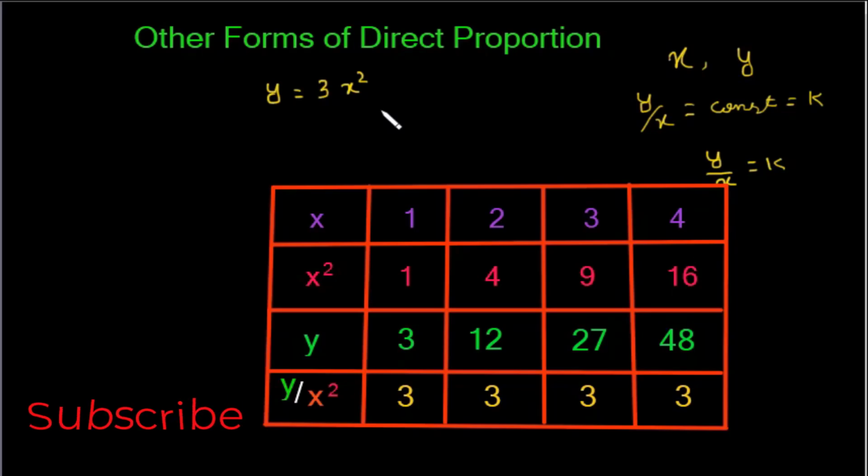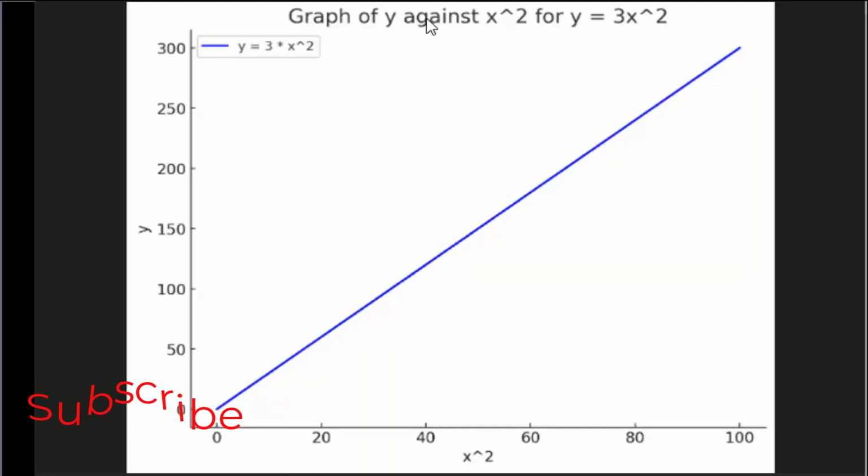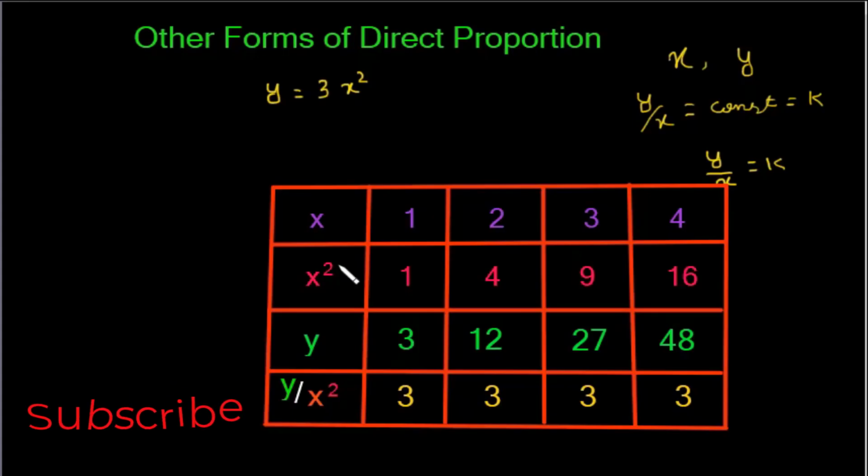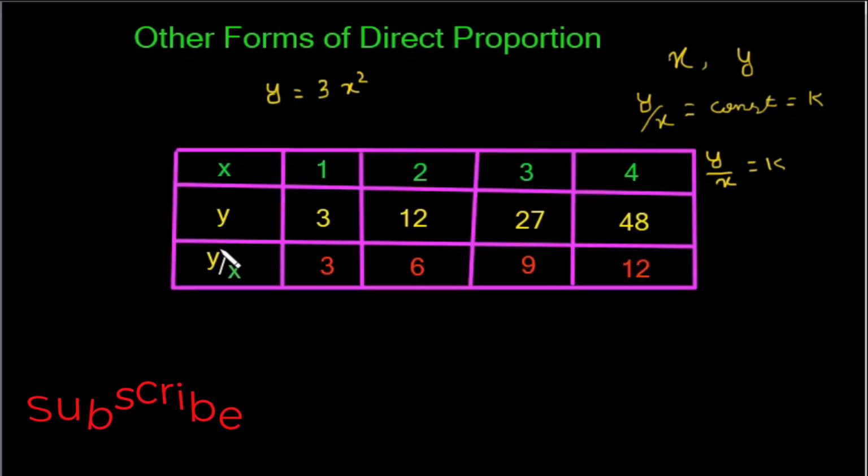Now if I draw its graph, let's see what it gives us. This is the graph of y against x squared, not x. I repeat, I have drawn the graph for y and x squared, not only x. In the previous table, the graph was for x and y, and this one is additional.